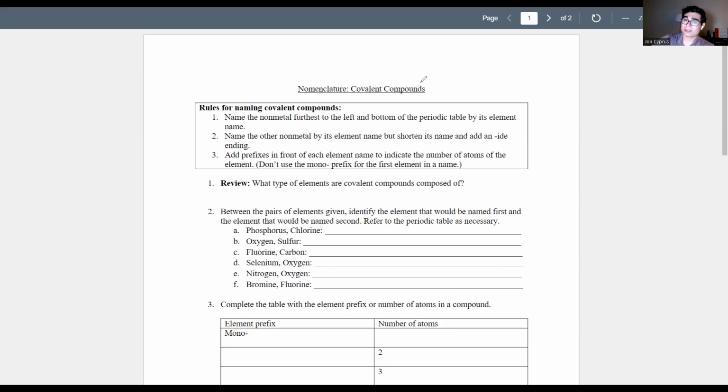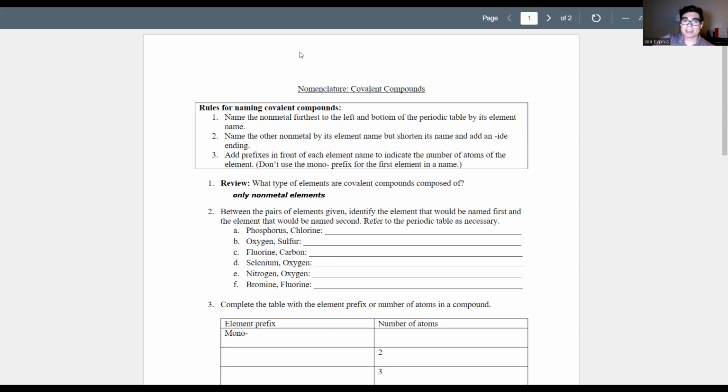What types of elements are covalent compounds composed of? So covalent compounds are composed only of non-metal elements. Right, so it's non-metal to non-metal. If it has a metal, it's not a purely covalent compound. So only non-metal elements compose covalent compounds.